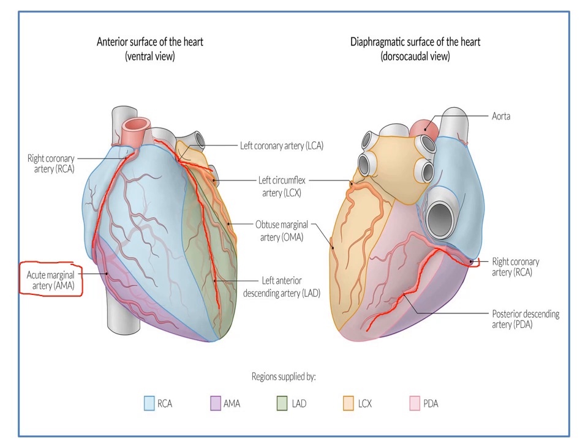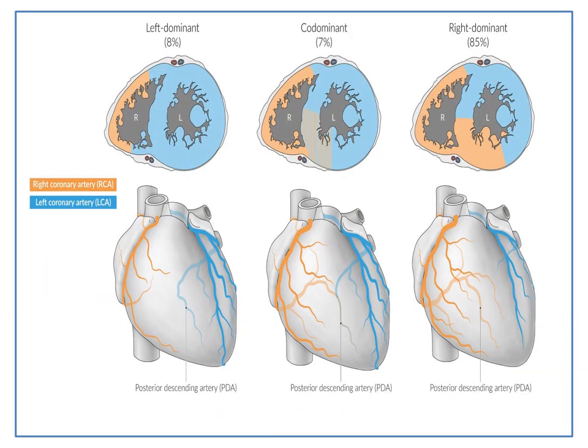And you also notice the left circumflex artery that emerges and wraps around the heart. That left circumflex artery, just like the right coronary artery, runs through the coronary sulcus of the left side and towards the back of the heart. Once it gets to the back of the heart, it can either unite with the right coronary artery or by itself form the posterior descending artery, which supplies the posterior one third of the septum.